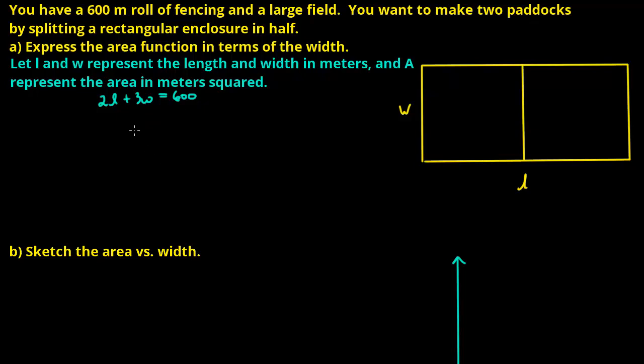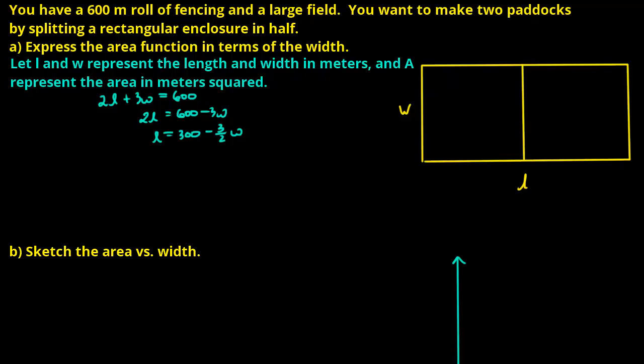So I can now rewrite the length in terms of W. I can rearrange this equation by subtracting 3W from both sides. I get that 2L is equal to 600 minus 3W. I can divide both sides by 2. And I get that L is equal to 300, if I divide 600 by 2, minus 3 over 2 W, if I divide negative 3W by 2. So now I've got the length in terms of the width.